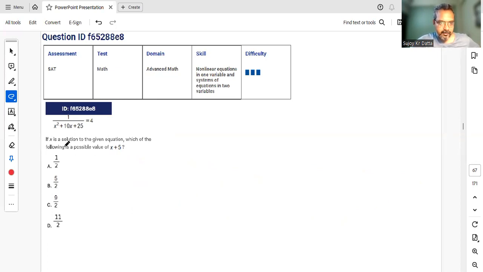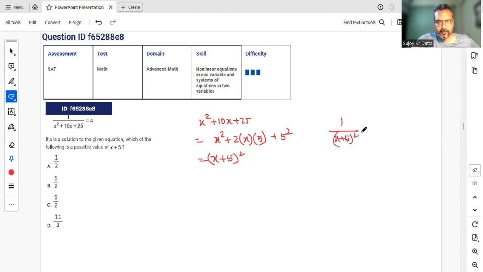It's saying that x is a solution to this equation. What's the value of x plus 5? Now, if you are smart enough to notice, what you have here, x squared plus 10x plus 25, is just x squared plus 2 times x times 5 plus 5 squared. So it's just x plus 5 whole squared. What they have given you is 1 upon x plus 5 whole squared is 4. If you take the reciprocal, x plus 5 whole squared is 1/4. Take the square root, x plus 5 would be half or negative half.